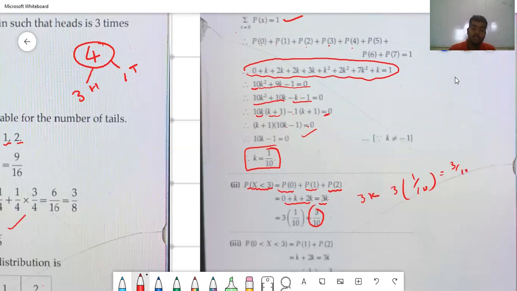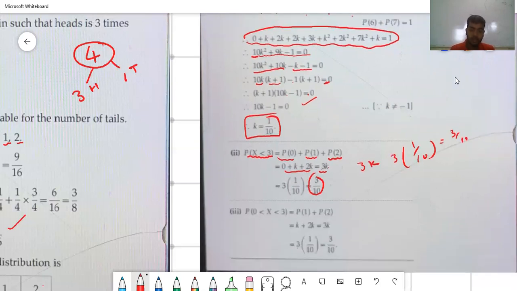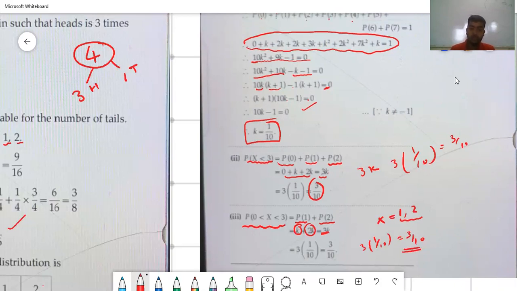Now for the probability that x lies between 0 and 3, that means x is greater than 0, that is 1, 2, and x is less than 3, that means 1 and 2. So we have to calculate the probability of x equal to 1 and x equal to 2. I can add here k plus 2k, so that is 3k. Again 3 into 1 by 10 is 3 by 10. This is the probability. So go through this video and try to solve the sums.